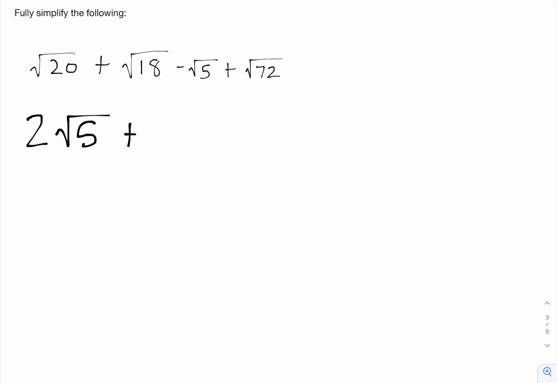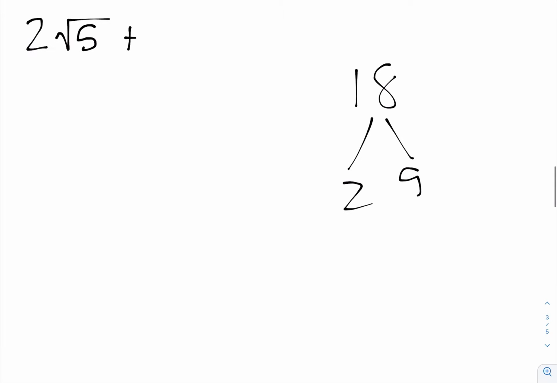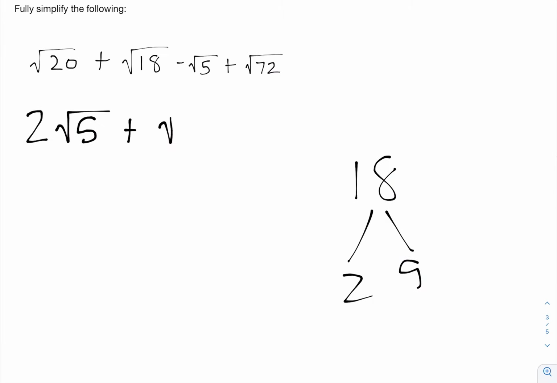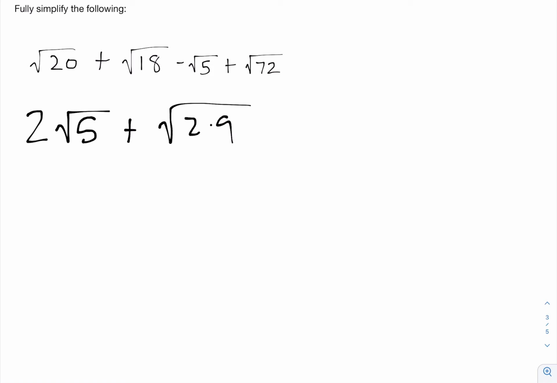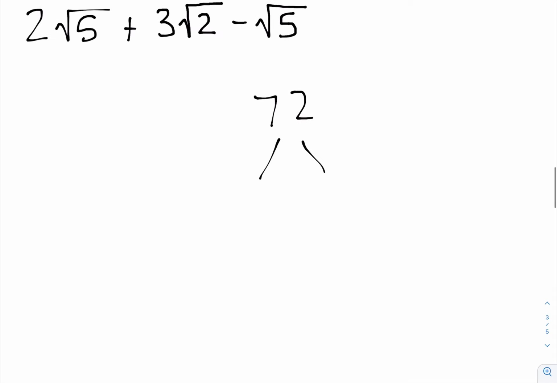plus, okay, the square root of 18, split this into its factors, 2 and 9. So this is the square root of 2 times 9. And the square root of 9 is 3, right? Because 9 is a perfect square factor. So it's going to be 3 times the square root of what's left, which is 2. Okay, and then we have minus the square root of 5. Can't do anything with that. It's already simplified.